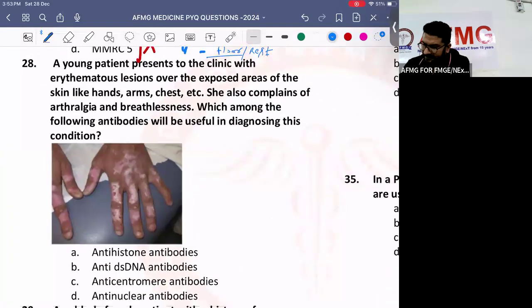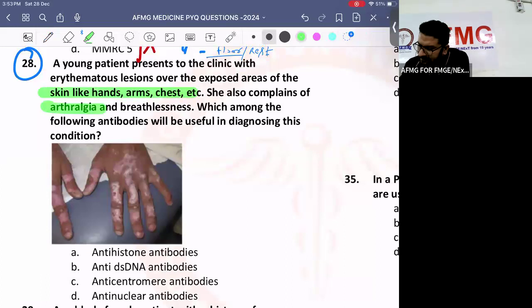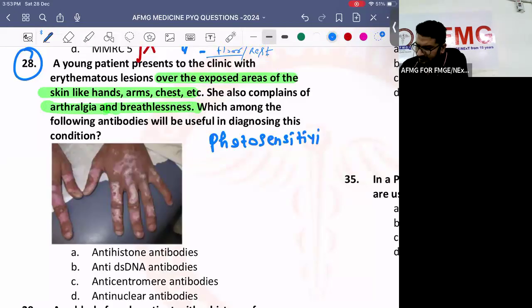Okay, बताओ next one, 28. Try to answer. Diagnose बताओ क्या diagnose होगा? Erythematous lesion over exposed area of the skin, like arms, chest, arthralgia, breathlessness. So exposed area means there is some sort of photosensitivity. What else? Hint is given in the question. Arthralgia, then shortness of breath.